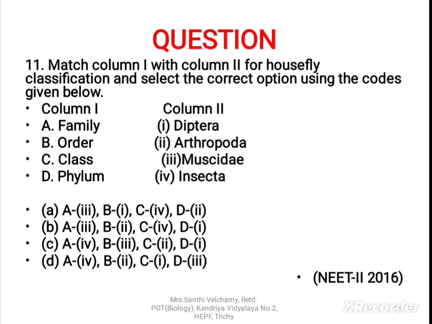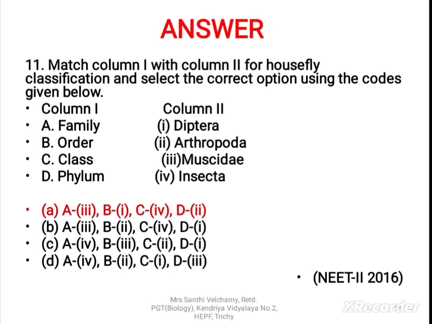Then the next, 11th question. Here two columns are given, column 1 and column 2. Read the columns carefully and then match the items in column 1 with column 2. A, B, C, D are given in column 1. In column 2, Roman numerals 1, 2, 3, 4 are given. Join each one and find the correct answer in the options given below. The correct option is A. A is the correct answer.